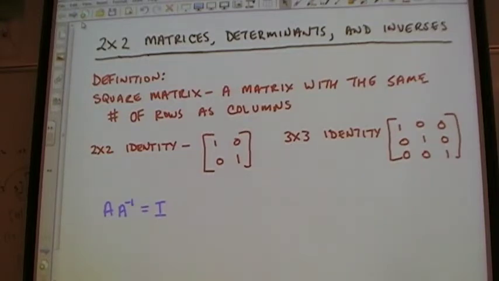You have a matrix with the same number of rows as columns, so you have a 2 by 2 in this section. Next section we'll do a 3 by 3. So anything with the same rows and columns is a square matrix.